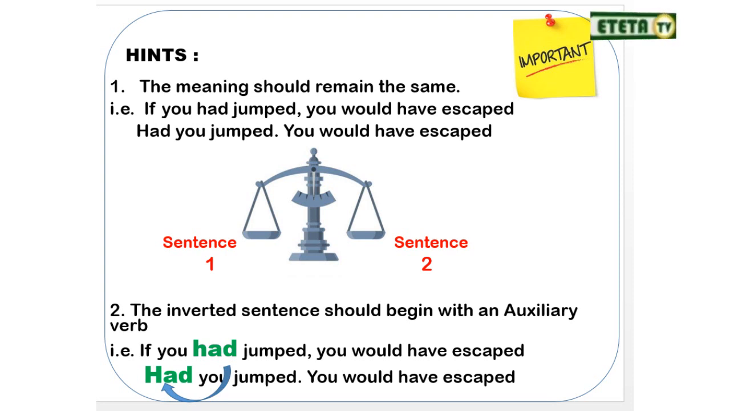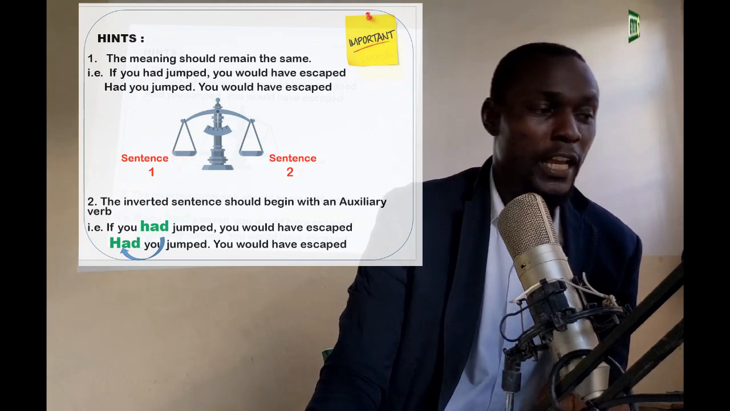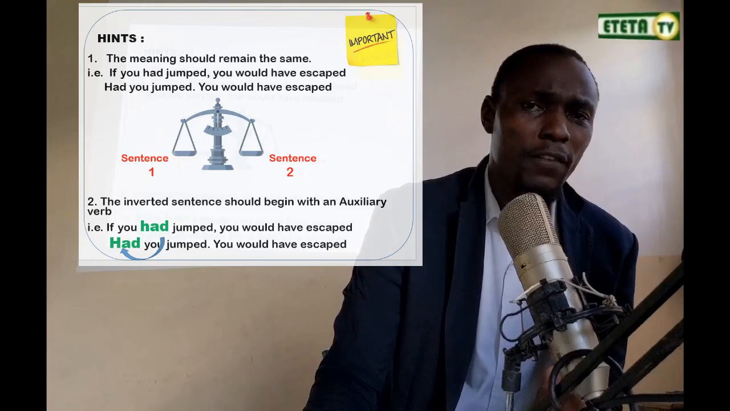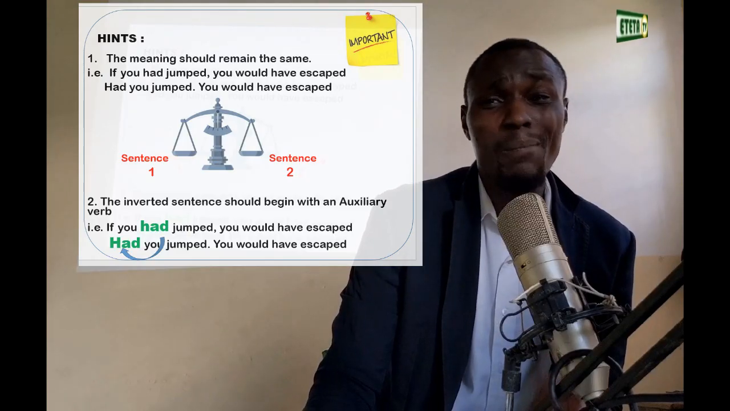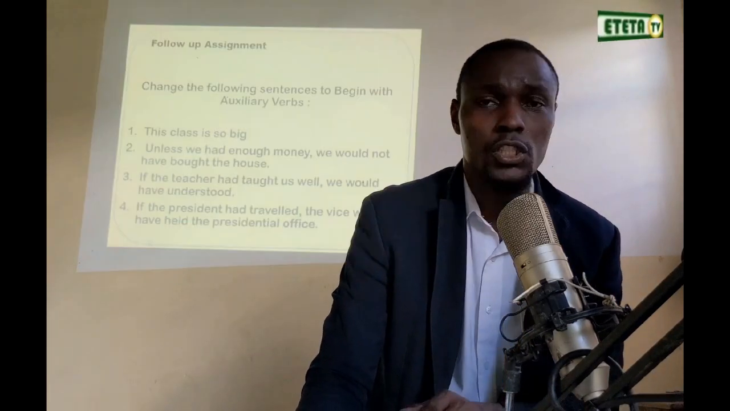For example, if you had jumped, now had is the auxiliary verb, you would have escaped. Now you notice, had you jumped, you would have escaped. Had came at the beginning of a sentence. So when we do verb inversion, the auxiliary verb has to come at the beginning of the sentence, dear students.